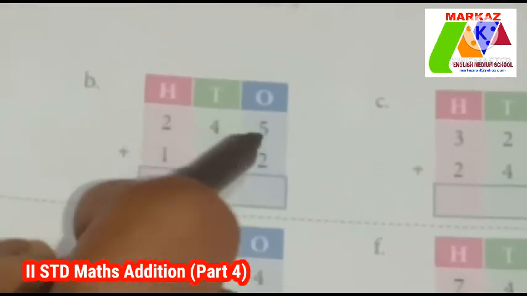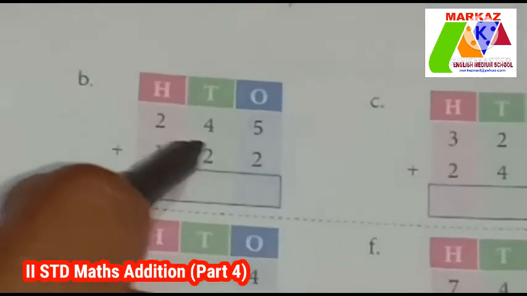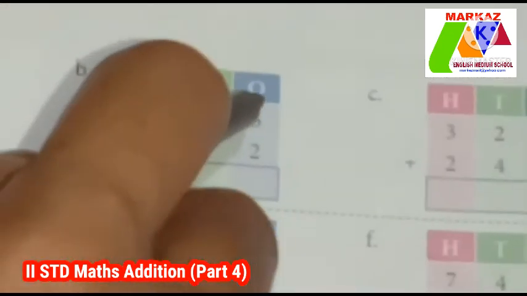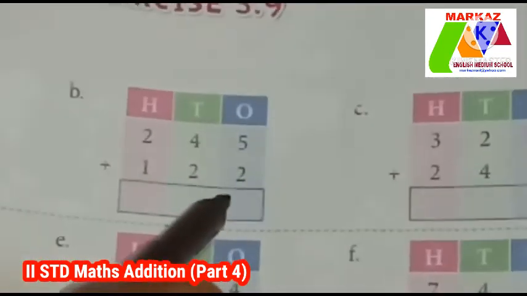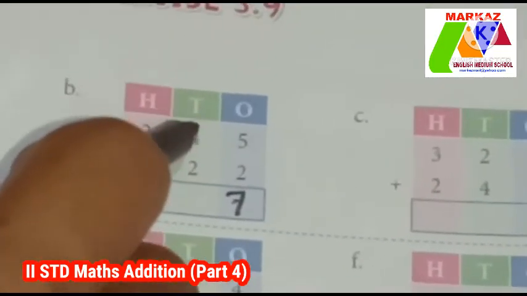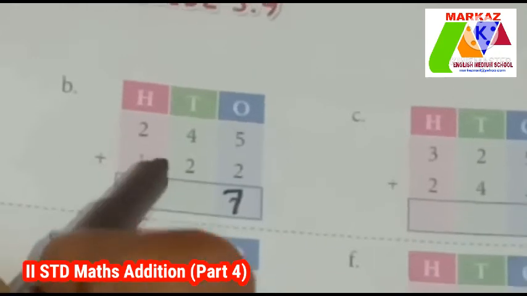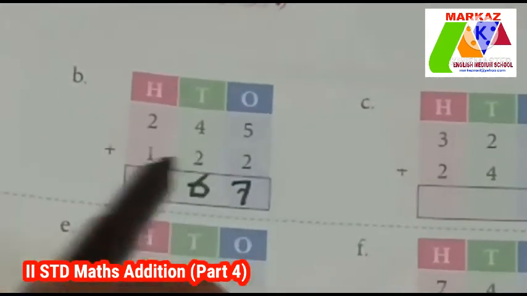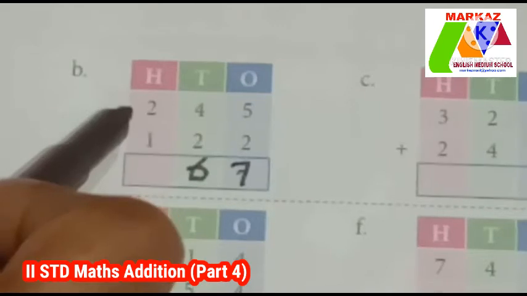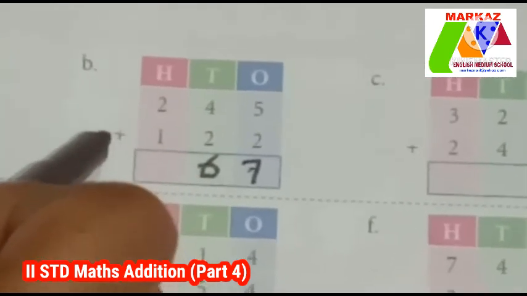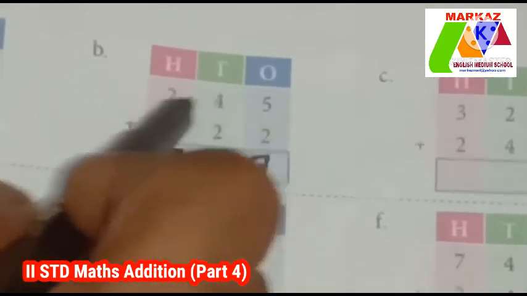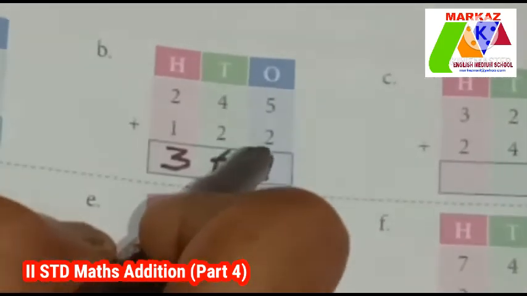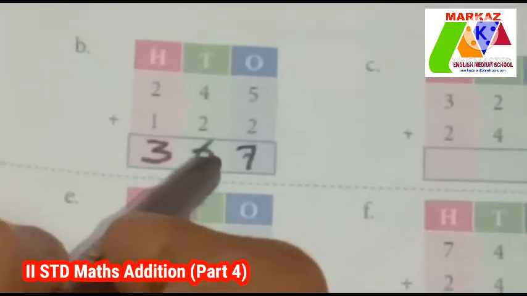Next, 245 plus 122. First add ones column. 5 plus 2, 7. Next, add tens column. 4 plus 2, 6. Finally, add the hundreds column. 2 plus 1, 3. So, 245 plus 122 is equal to 367.